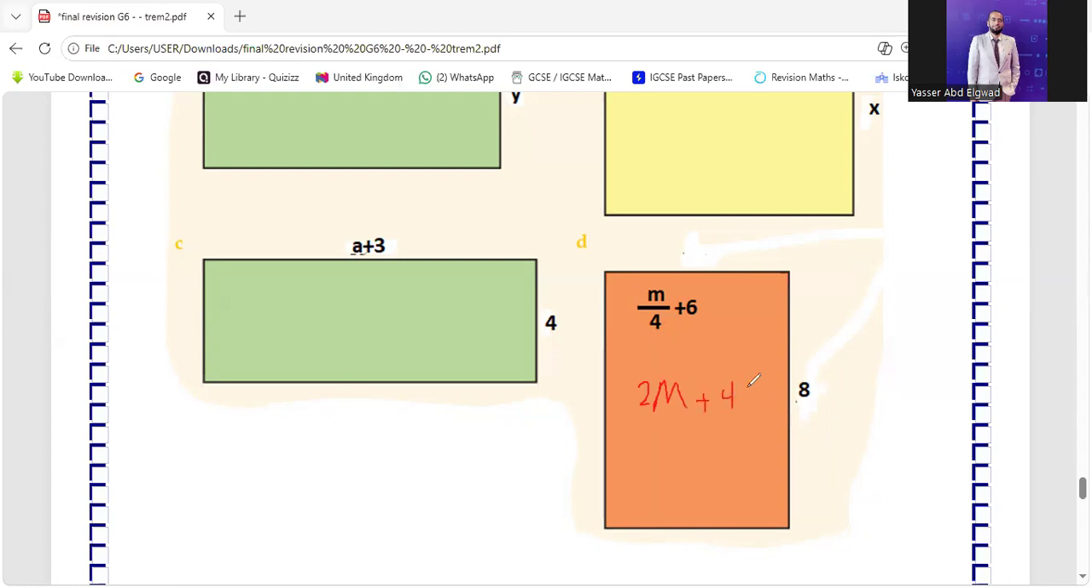Here is how to solve this one. Just multiply by 8. Here is 4 down, you have to divide it. Here is the answer.